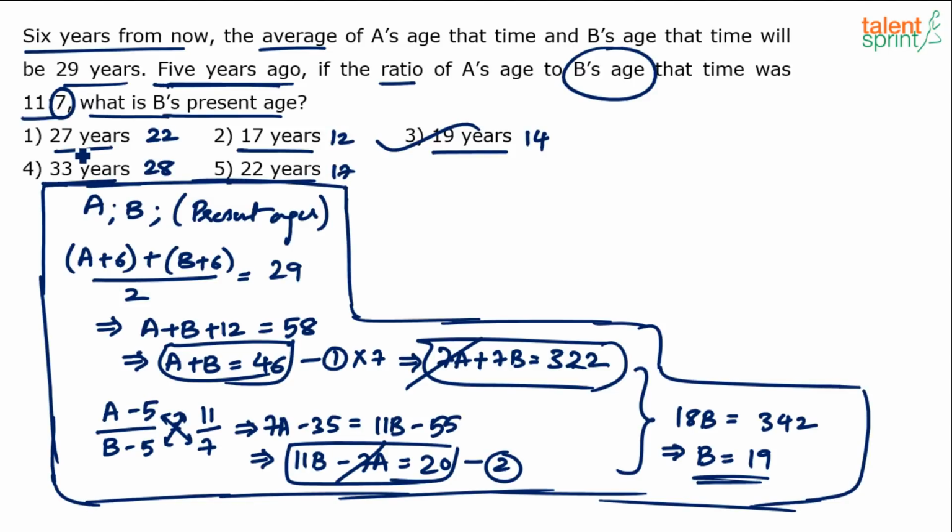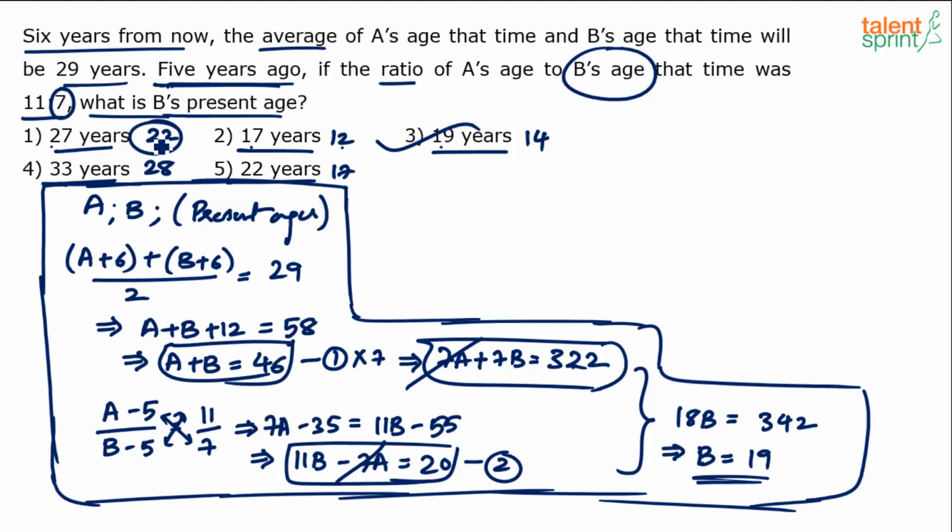You understand? Minus 5, minus 5, minus 5, minus 5, minus 5. Why minus 5? Because we are going back 5 years. So 27 minus 5 is 22, 17 minus 5 is 12, 19 minus 5 is 14, 33 minus 5 is 28, 22 minus 5 is 17. I know that this value that we have arrived at, B's age 5 years ago, should be a multiple of 7.